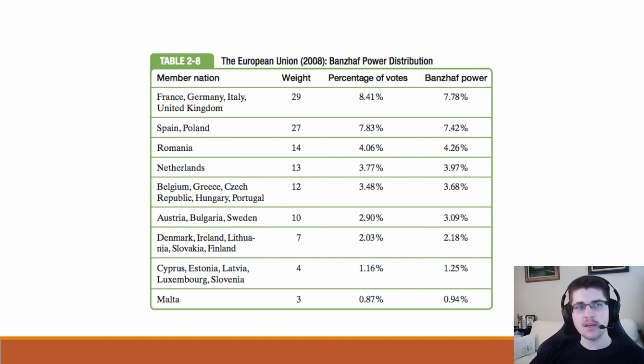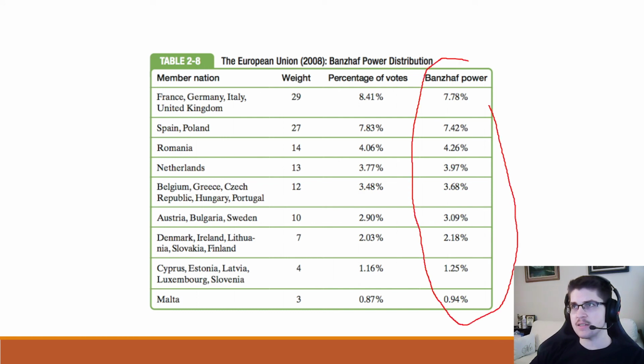So here we can see each of the member nations and how many votes they get in their particular system. So, France, Germany, Italy, UK up top, Spain, Poland closely behind, Romania, and so on. And they all have a certain number of votes. And basically what we can see is what percent of the total vote do they have, but also in this column here, there's this collection of numbers which we call their Banzhaf power indices. And basically this is a quantification of how much power each member has. And while you might notice it's fairly similar to the percent of the votes they have, it's not exactly the same. And that's sort of the issue that we're going to be uncovering.